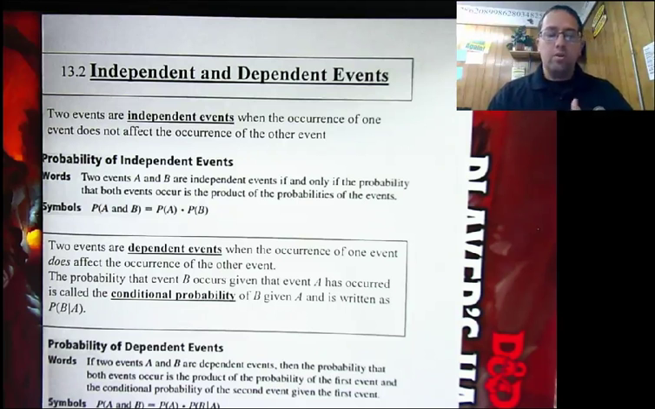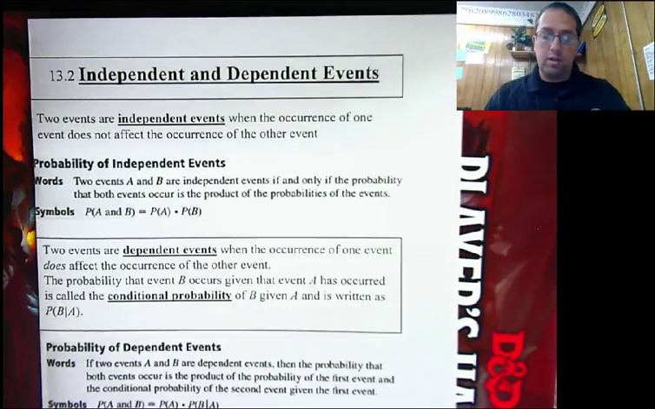Now, two events, call them A and B, are independent if and only if the probability that both events occur is the product of the probabilities of the events. So the probability of A and B is equal to the probability of A times the probability of B. And that's how we're going to work with independent events.